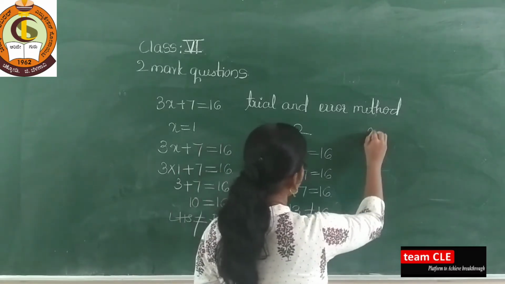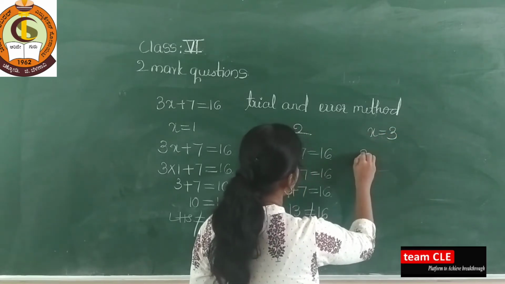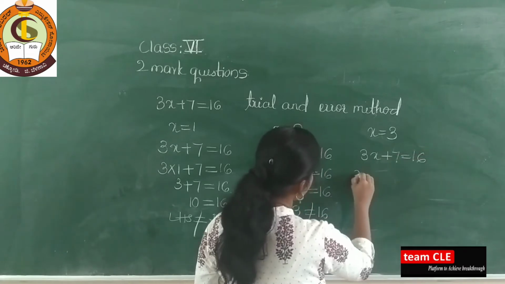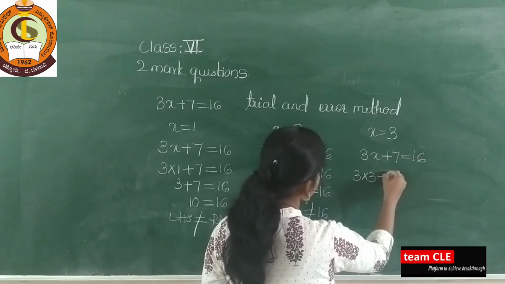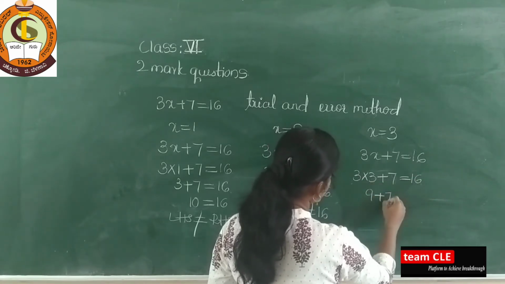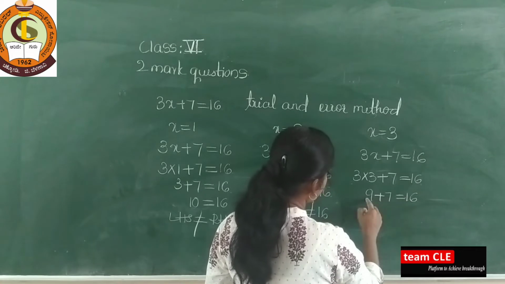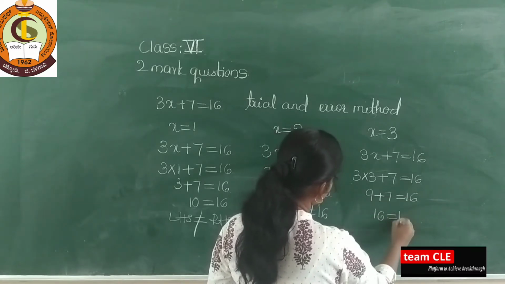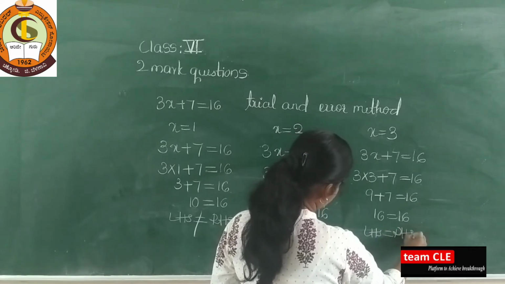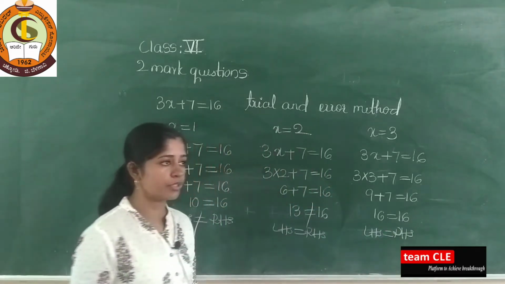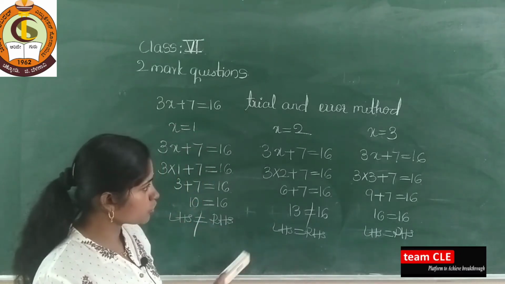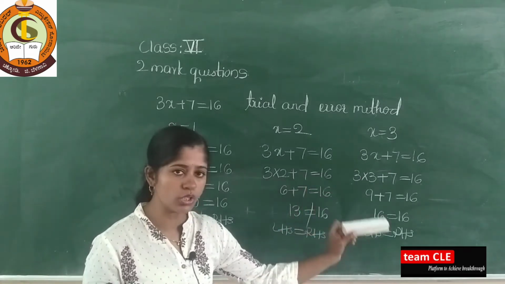Again you take x is equal to 3 and write 3x plus 7 is equal to 16. 3 into 3 plus 7 is equal to 16. 3 3s are 9 plus 7 is equal to 16. 9 plus 7 is 16 is equal to 16. LHS is equal to RHS. So you have to put the values of x until you get LHS is equal to RHS. So the solution of the equation is x is equal to 3.